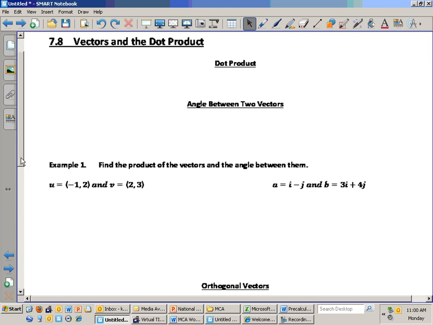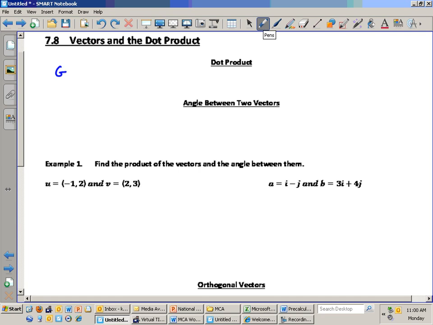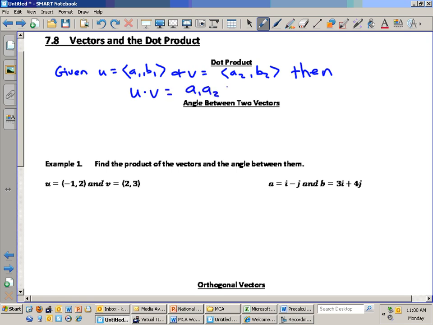Dot product. Given U is equal to A1, B1, and V is equal to A2, B2, then U times V is equal to A1, A2 plus B1, B2. So this is how we multiply vectors.